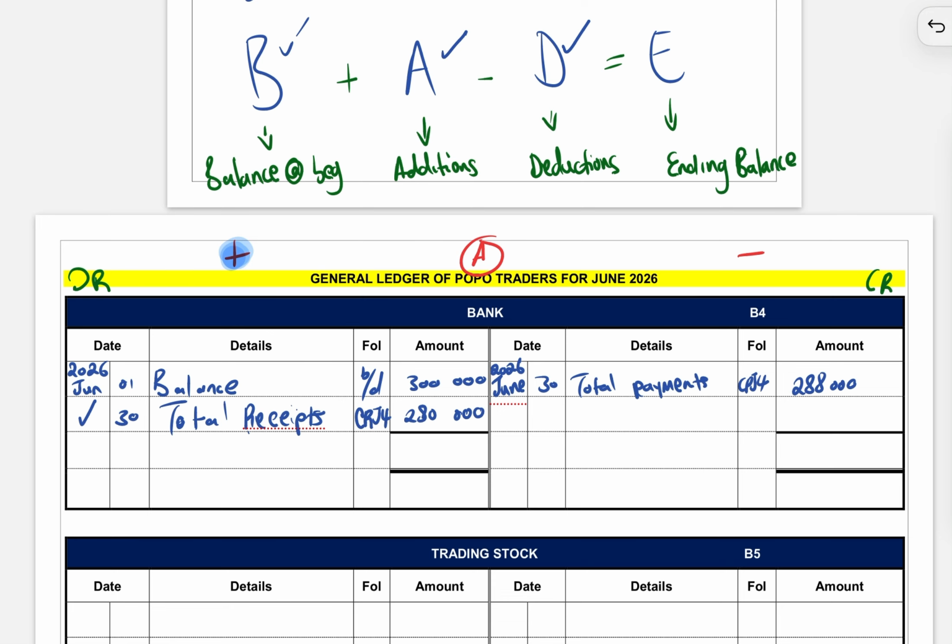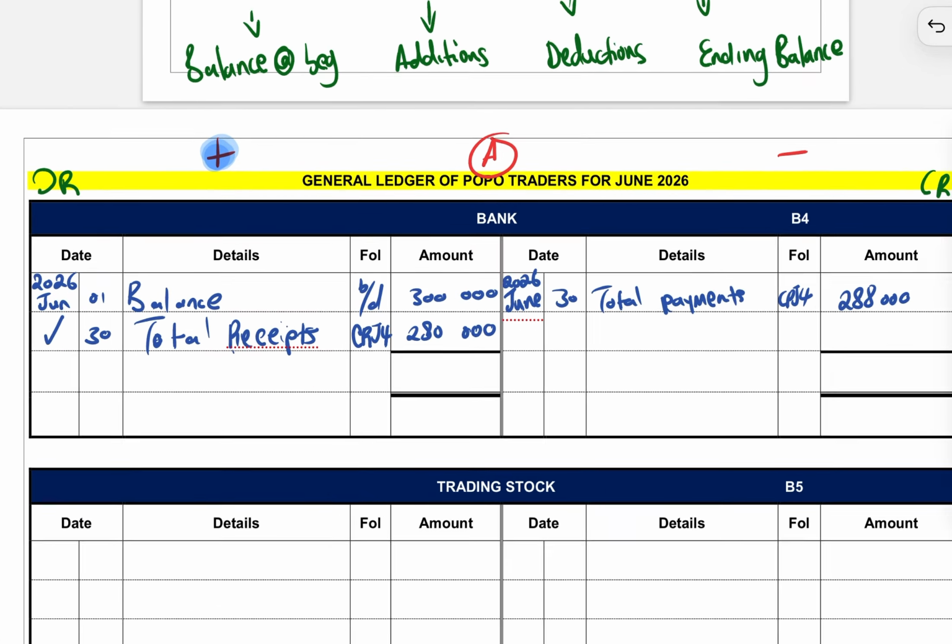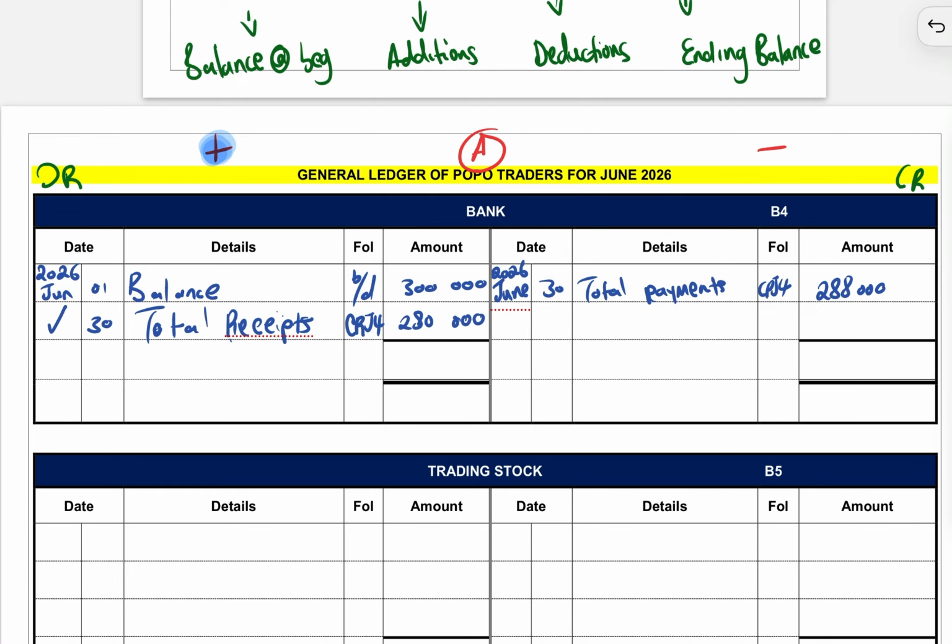And then the final step is to check how much is now in the bank account after taking everything into consideration: after recording the balance at the beginning, after recording your receipts, after subtracting your payments. How much is left, because you need to show it in the T account. You just do a basic calculation. At the beginning of the month you had 300,000 and you made 280,000 and you used 288,000 of the cash. So how much are you left with?